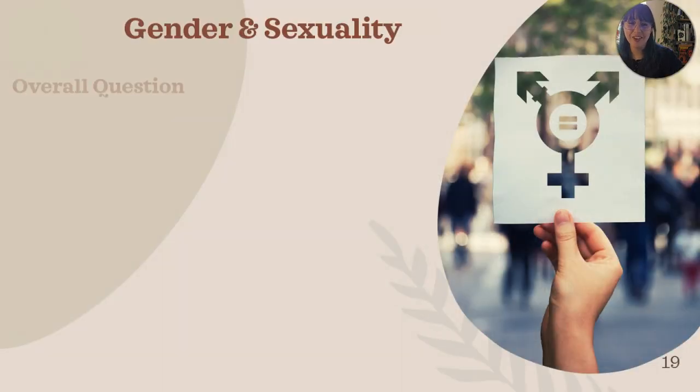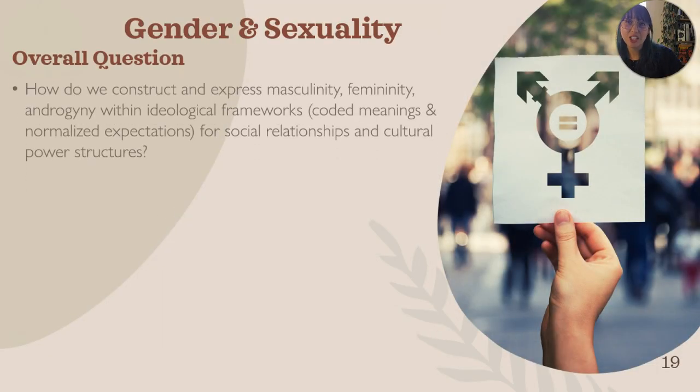All right, getting into the fun stuff, gender and sexuality lens. The overall question is, how do we construct and express masculinity, femininity, androgyny within an ideological framework? And so that's just that sort of advanced, abstract way of saying codes, meanings, expectations, norms. So an ideological framework for social relationships and cultural power structures.